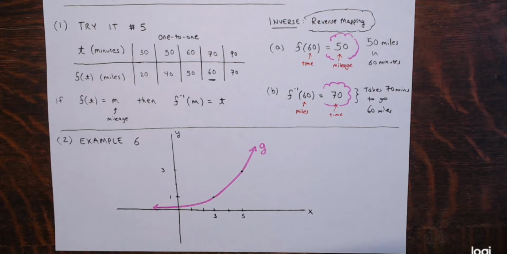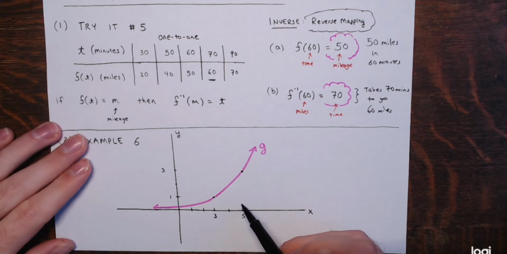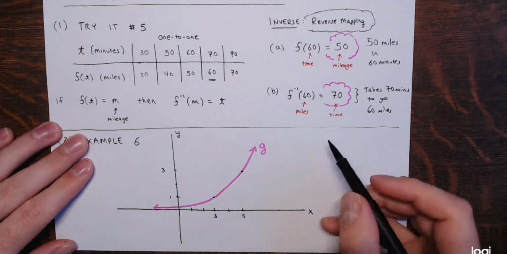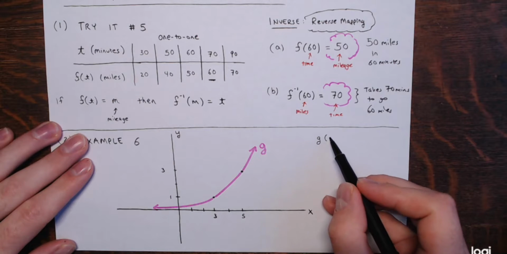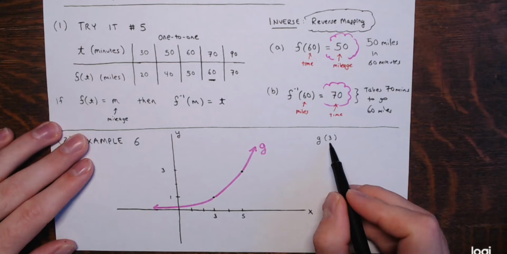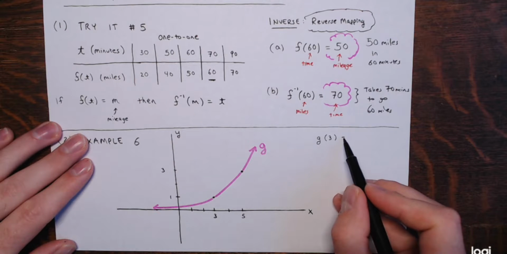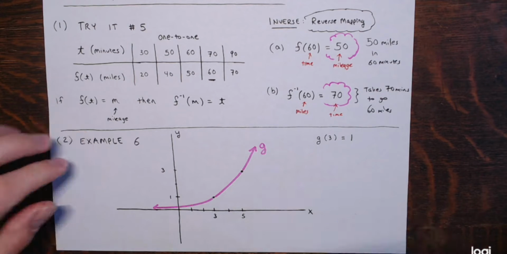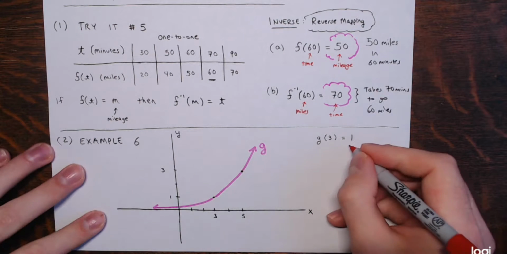All right, so again, a very rough sketch of the graph of g they gave us. I put it in pink here. So with this graph of g, I can answer their questions. They said, what's g of 3? All right, so x value 3, what's the y value? So x value 3, the output is 1. So that's one answer. g of 3 is 1.